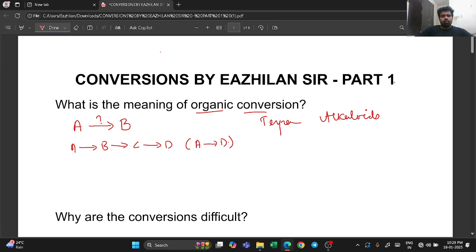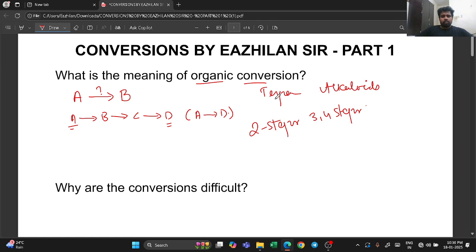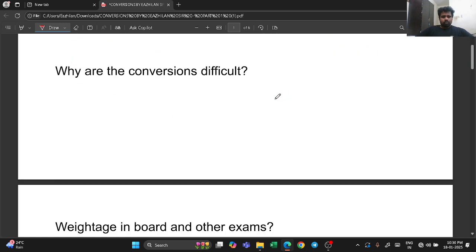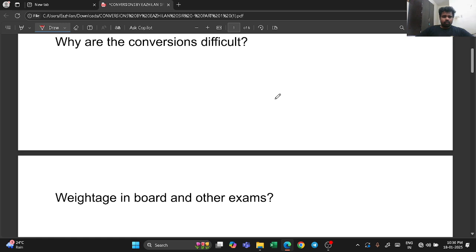So in our NCERT purview, we will just restrict to conversions involving around two steps, or maximum 3 to 4 steps. You will be given a reactant and you will be given a product. You have to do a synthetic transformation through which you arrive at the product. So this is some basic introduction about the meaning of conversion. Now let's go to this question.